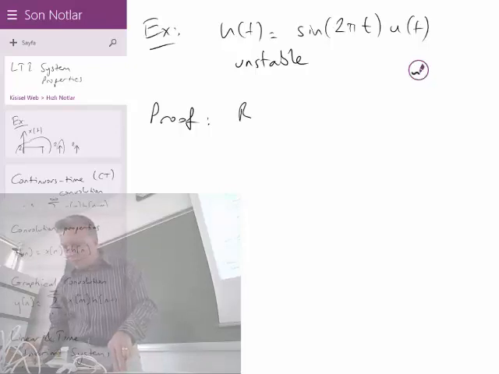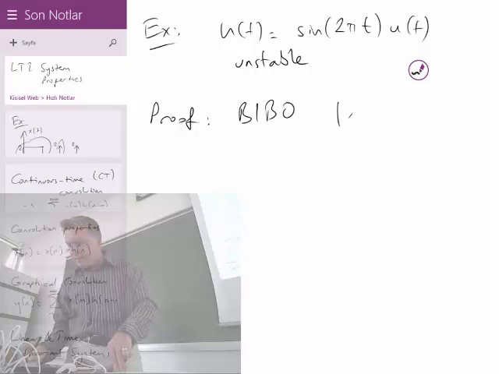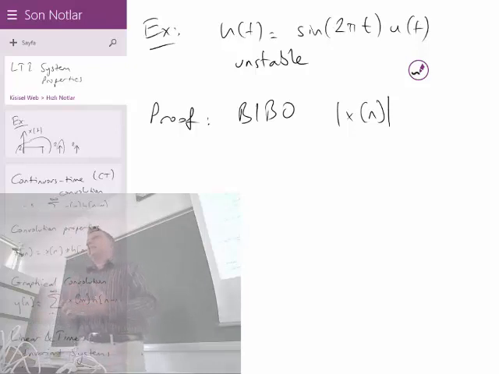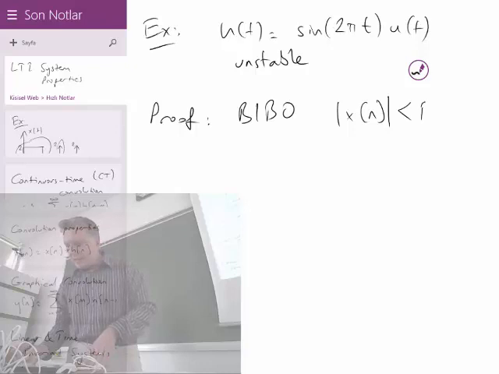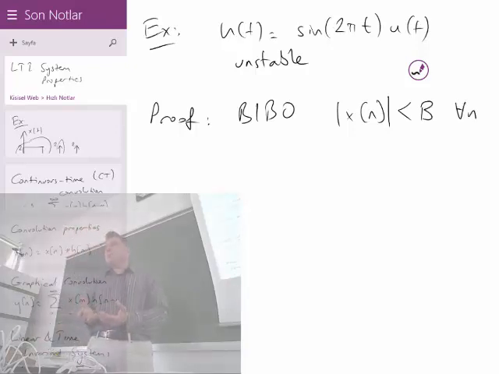For bounded input, bounded output signals, we have the magnitude of x[n]. I'll do it in discrete time because it's easier to explain everything in discrete time. Instead of integrations, we start with the summations, but you can always extend it to continuous time. This thing is less than a bound B for all n. So this is the bounded input that I construct.